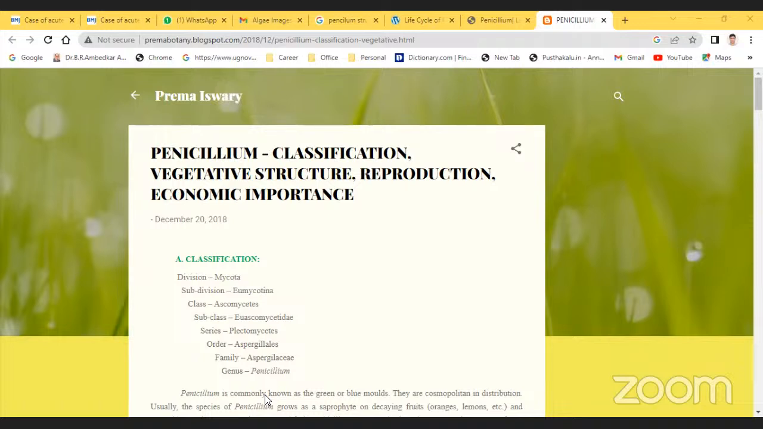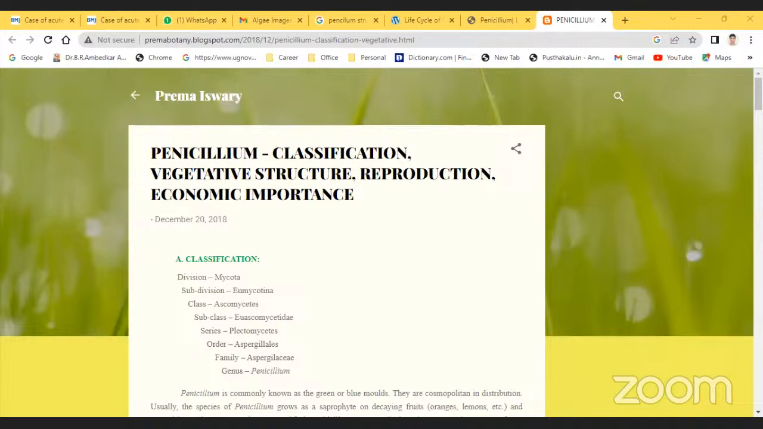They are commonly called sac fungi. It represents the largest group of so-called higher fungi. They are unicellular, which includes yeast also. The multicellular one is Penicillium. They are saprophytic, decomposers, parasitic, or coprophilous, growing on the dung. The mycelium is branched and septate.